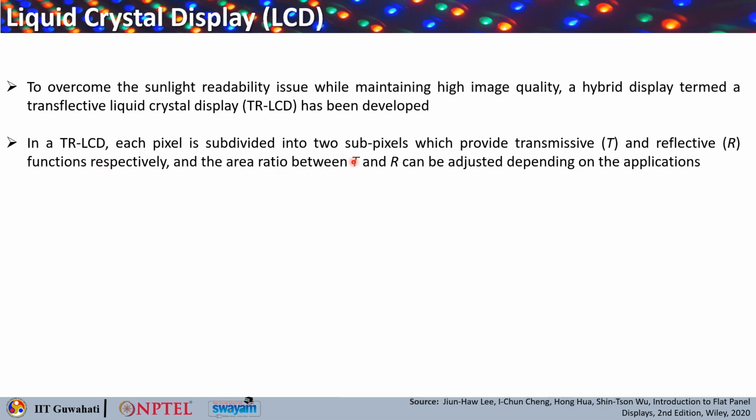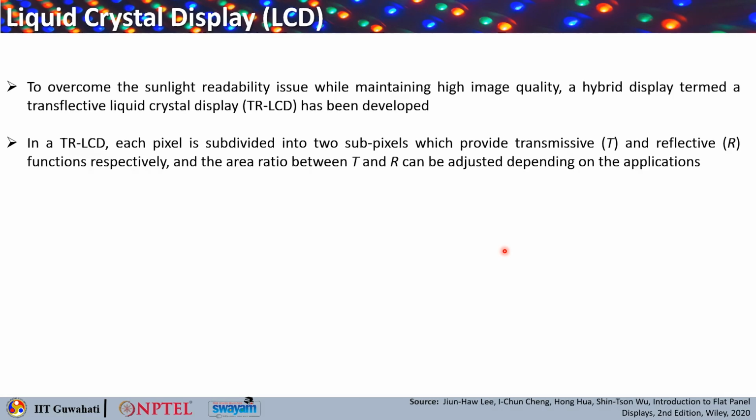Okay. So, in a TR LCD, each pixel is subdivided into two subpixels which provide transmissive and reflective functions respectively. And the area ratio between transmissive and reflective can be adjusted depending on the application. For example, if the display is mostly used outdoors, then the design will have say 80% reflective area and 20% transmissive area. If it is mostly used indoors, you just swap it to 80% transmissive area and 20% reflective area.